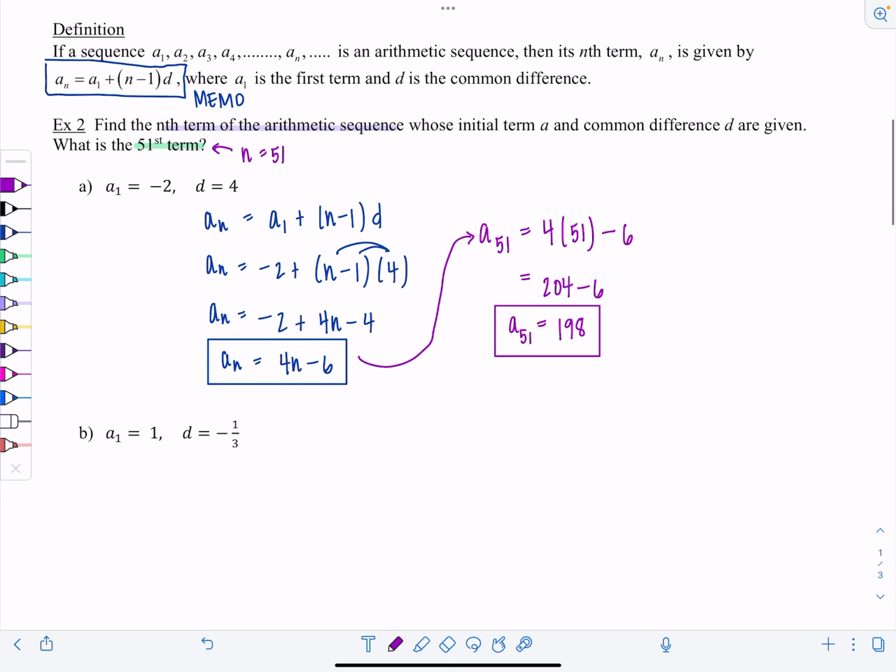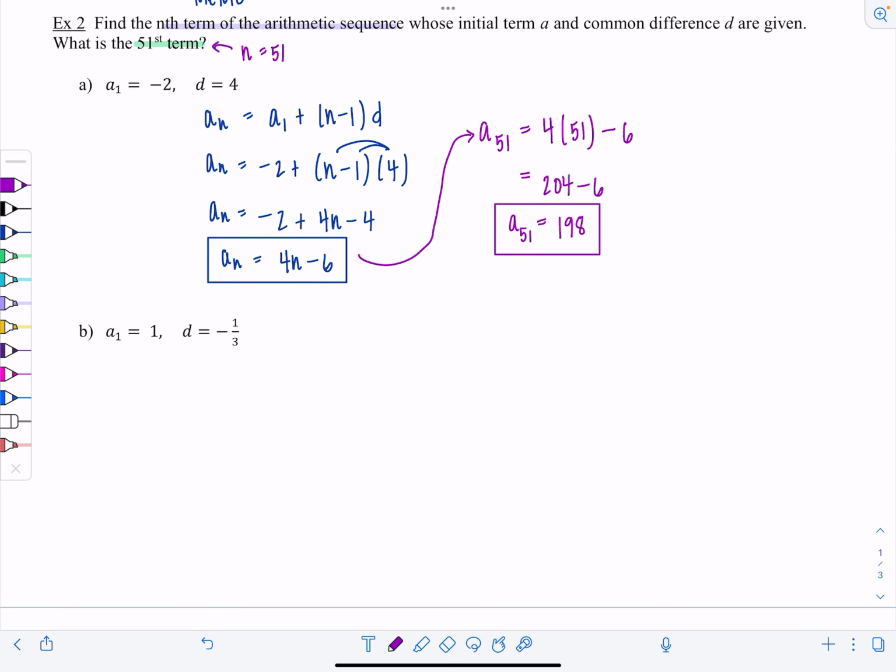Here we have A1, the first term, is 1, and D, the common difference, is -1/3. All right, why don't you guys pause the video, give this one a try on your own, and then check back and see how you did, okay? All right, good. I'm going to rewrite the formula. I recommend you do that every single time because it'll help you memorize it faster, okay? So An is equal to A1, which is 1, plus n minus 1 times D, which is -1/3.